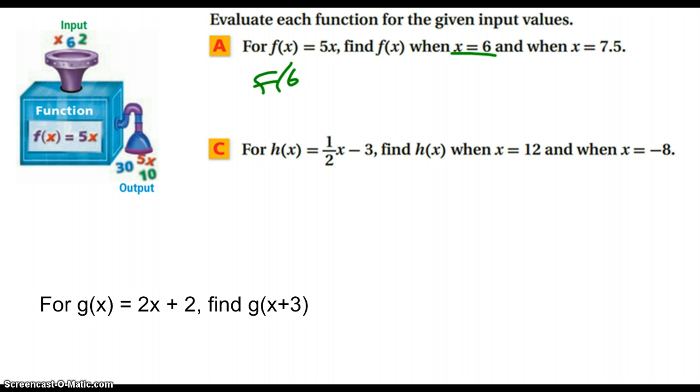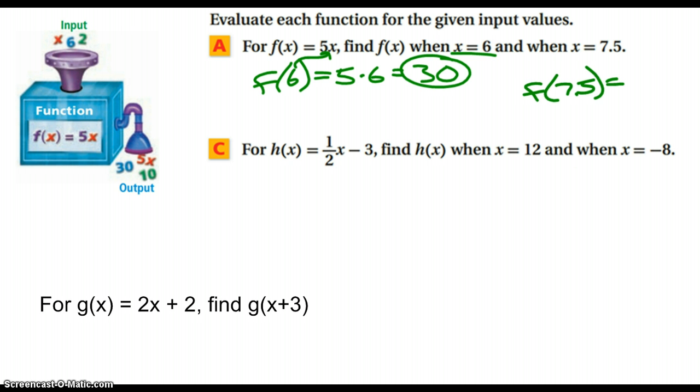So we're going to look for f of 6, which means all I'm going to do is take 6 and plug it in for x. So 5 times 6 equals 30. And there we go, that's the first part. If I wanted f of 7.5, I would just take 5 times 7.5 and I would get my answer.